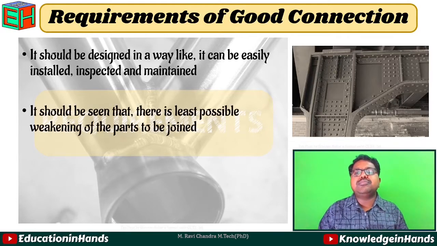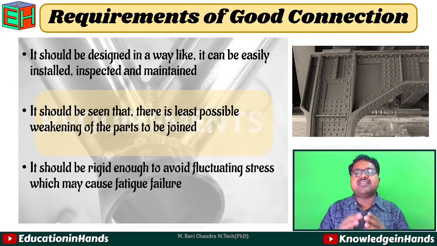And then it should be seen that there is the least possible weakening of the parts to be joined. So whenever two members are joined together, we should ensure there is the least possible weakening of the elements. Then the last one is that it should be rigid enough to avoid fluctuating stresses which may cause fatigue failure. Whenever there is a vibration or any other secondary effects, at that time this connection should be rigid enough and avoid the fluctuating stresses so that we can control the fatigue failure.